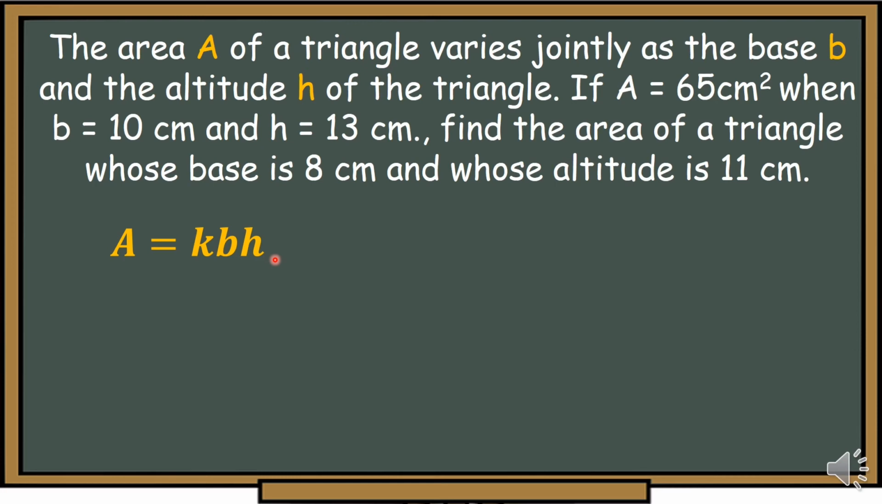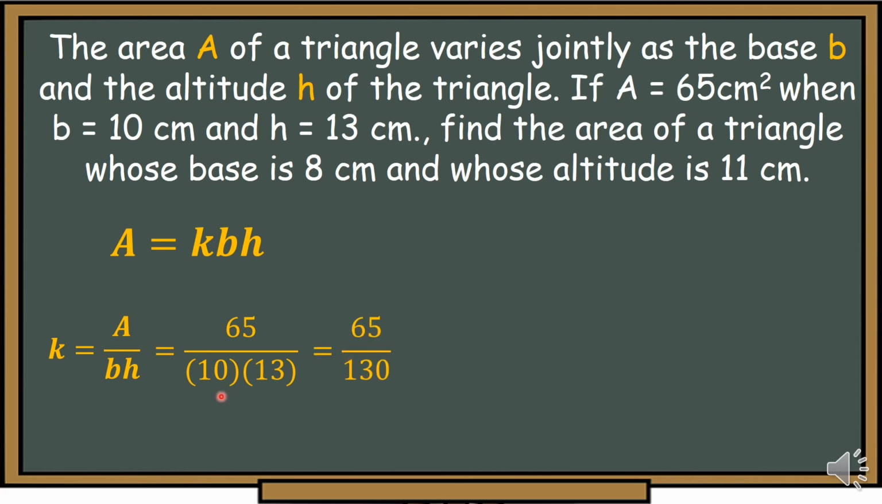Okay? And to solve for K, we have K equals A over BH, or B times H. Our A is 65 square centimeters. Our B is 10 centimeters and our H is 13 centimeters. Simplify further, 10 times 13 is 130. 65 over 130 when simplified is 1/2.